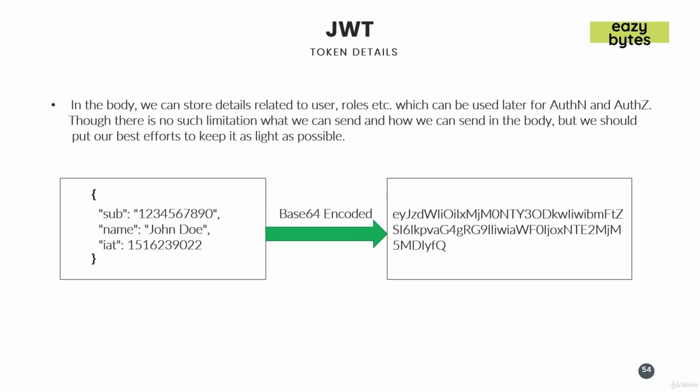Here you can see inside the body I'm storing sub, name and IAT. IAT means issued at, what is the time that I have issued the token. After that the body will be converted again into the encoded format. So you can see here what is the need for me to store the data inside the body of the token. There are two reasons.